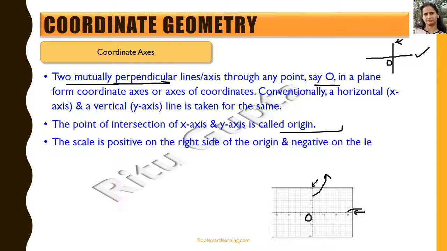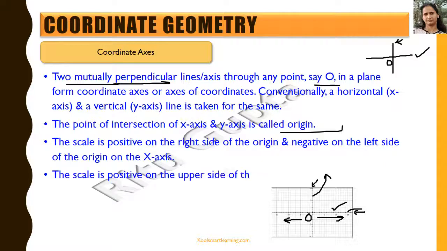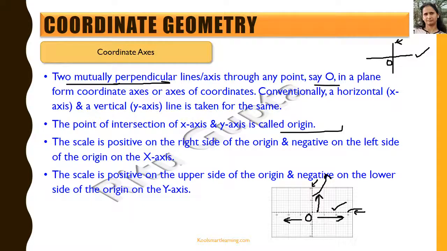The scale for this axis is positive on the right side of the origin. So if we're talking about the x-axis, it is positive on the right hand side of the origin and negative on the left hand side of the origin. And talking about the y-axis, the upper side is positive and the lower side of the origin is negative.